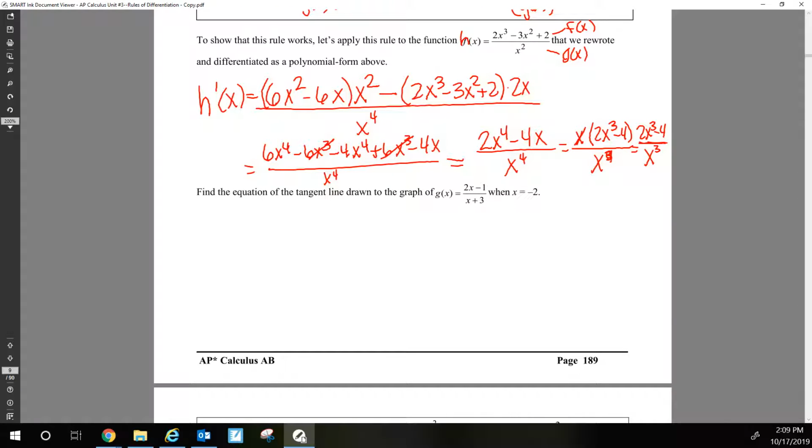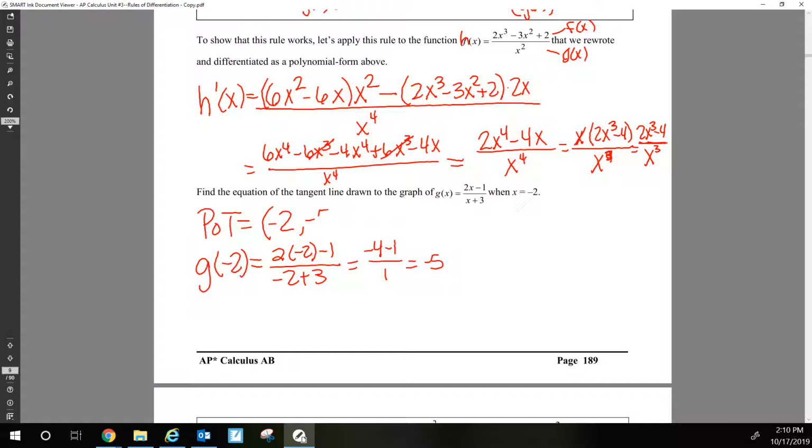Find the equation of the tangent line drawn to the graph of g of x equals 2x minus 1 over x plus 3 when x is equal to negative 2. So first I need to find the point on the tangent line. When x is negative 2, we need to find g of negative 2 to find the y value. So 2 times negative 2 minus 1, over negative 2 plus 3. Plugging in negative 2 here, 2 times negative 2 is negative 4 minus 1, and 3 minus 2 is 1. This will be negative 5.